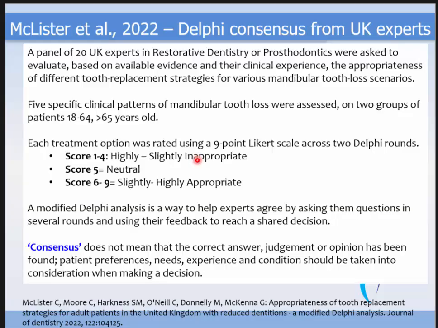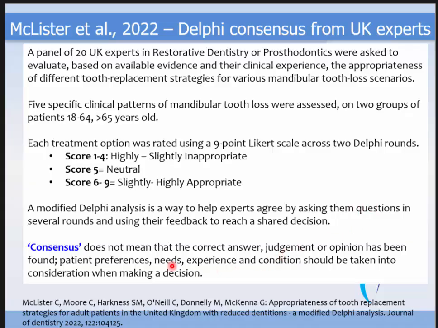So it's a Likert scale from 1 to 9. Lower score is inappropriate, higher score is highly appropriate. They use the modified Delphi analysis. With this analysis, we want the experts to come into agreement by asking them the questions in several rounds, in this case 2 rounds, and to get their answers and feedback, and to reach a shared decision or consensus of what treatment options are appropriate for this type of group or inappropriate for this type of group.